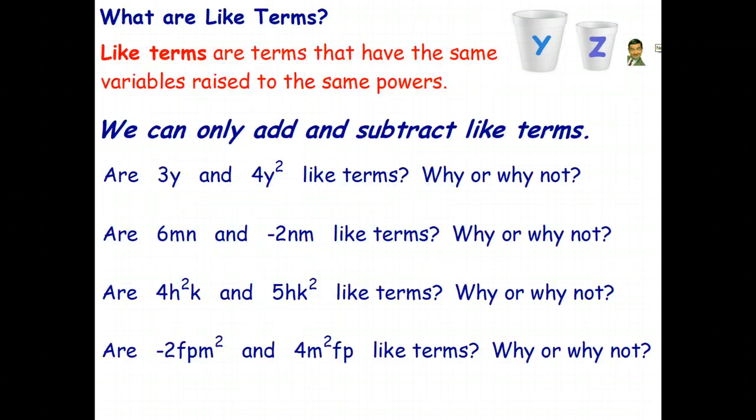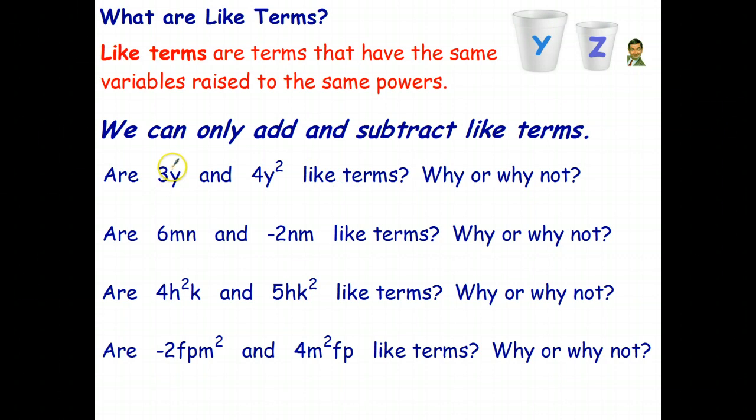So finally, all this is to build up to the idea of what like terms are. And here's the definition. I suggest you write this down. Like terms are terms that have the same variables, x, y, or z, raised to the same powers. And what we sort of learned in the last couple of slides is we can only add and subtract like terms. So, are 3y and 4y squared like terms? And why or why not?